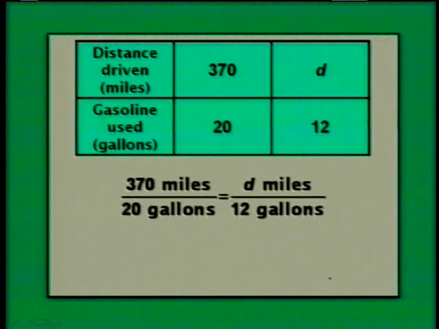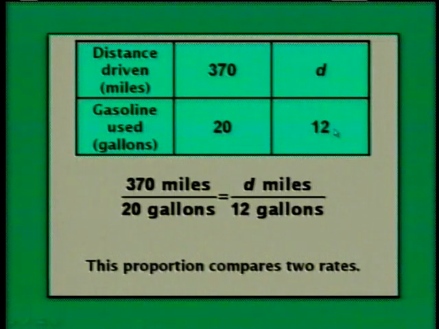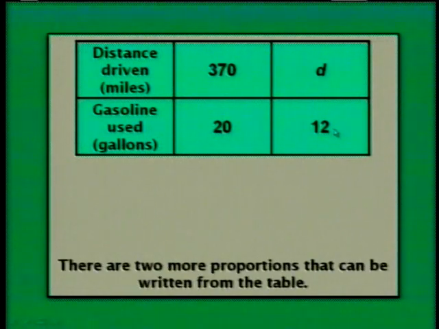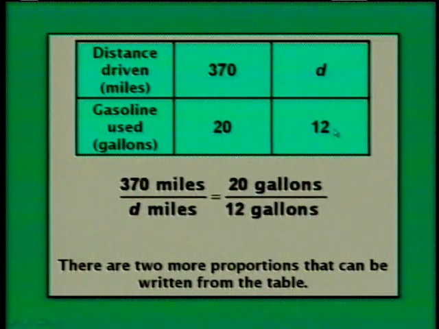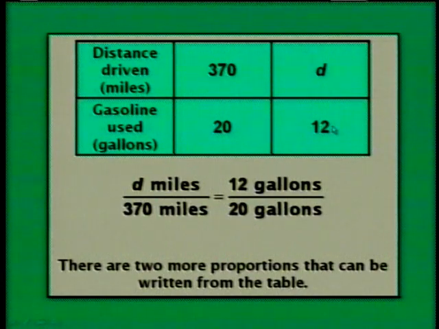So there's a couple of different proportions I can write using this table. What I have here is a comparison of rates. I've taken 370 miles per 20 gallons, and I'm comparing it to d miles per 12 gallons. This compares two rates. I can also write two more proportions from the table. I can compare miles to miles. 370 miles to d miles should be the same as 20 gallons to 12 gallons. This is a comparison of two ratios. I could also turn things upside down. D miles is to 370 miles as 12 gallons is to 20 gallons. I can use any of these proportions to solve the problem.